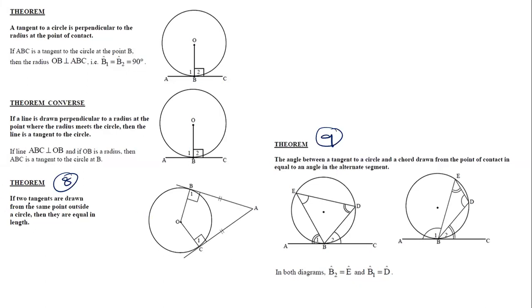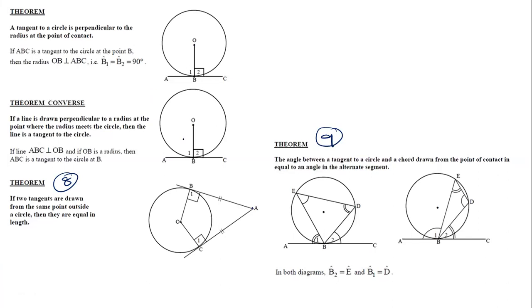And then it says if two tangents, and this one doesn't appear a lot, but let's do it. If two tangents are drawn from the same point, which is point A, if two tangents are drawn from the same point outside of the circle, then what does that mean? They are equal in length. Simple.